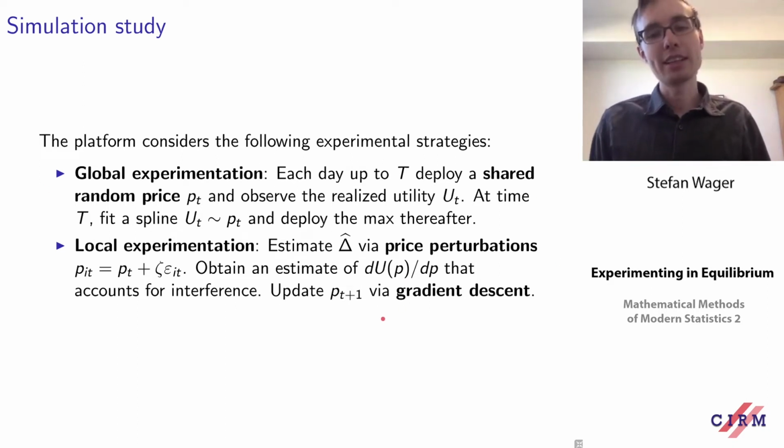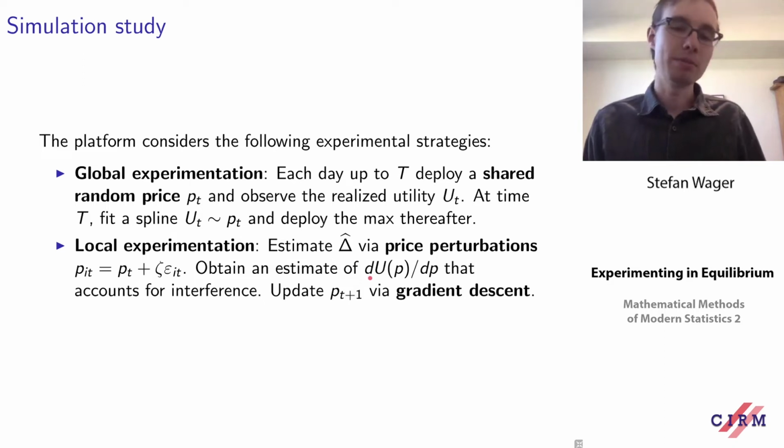And then the second thing I'm going to talk about is this one: run these micro perturbations on P, estimate a marginal response function, map it to the utility derivative via equilibrium modeling, and then update the system by gradient descent.